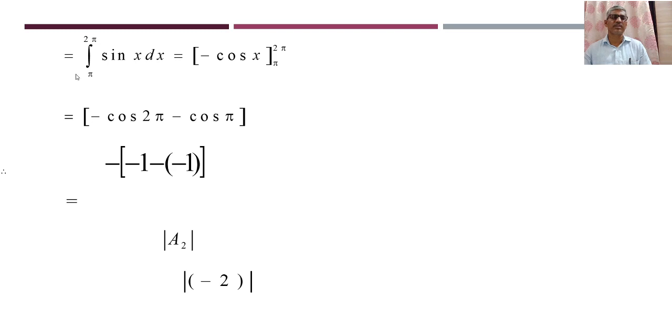See here, integration with limits 0 to 2 pi of sin x dx equals minus cos x, with limits pi to 2 pi, upper limit minus lower limit like this. Minus cos 2 pi minus cos pi. Minus cos 2 pi means minus 1, and here minus cos pi means minus 1.